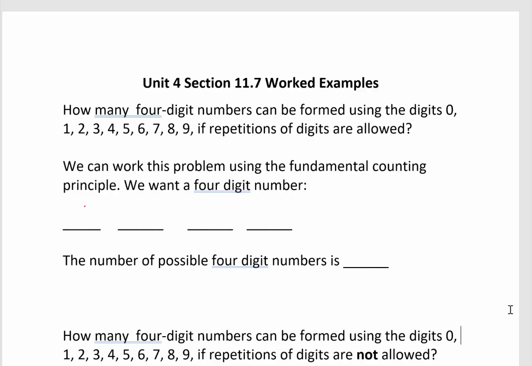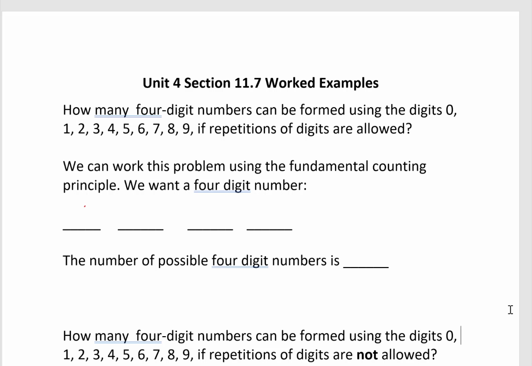Unit 4, Section 11.7 Worked Examples. How many 4-digit numbers can be formed using the digits 0, 1, 2, 3 through 9 if repetitions of digits are allowed? We can work this problem using the fundamental counting principle.